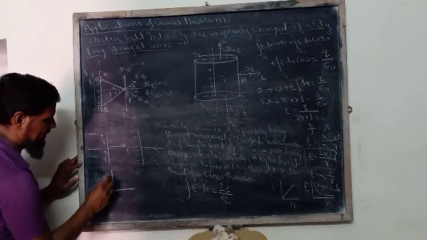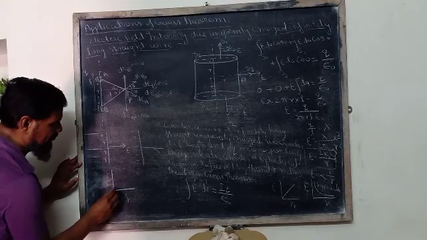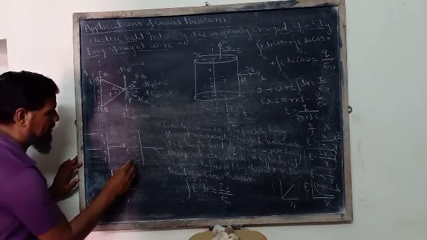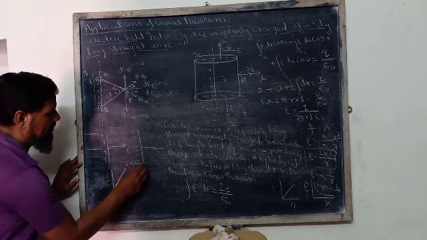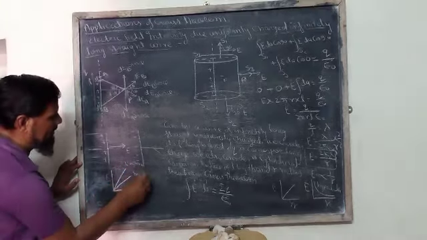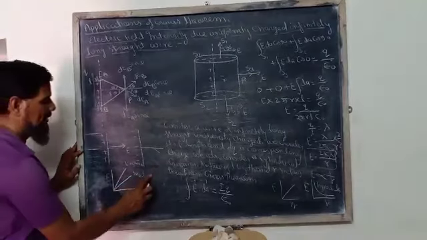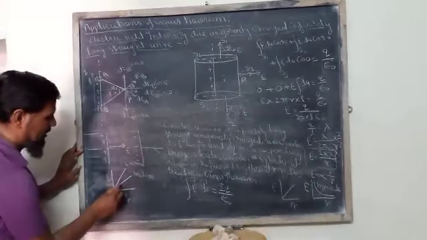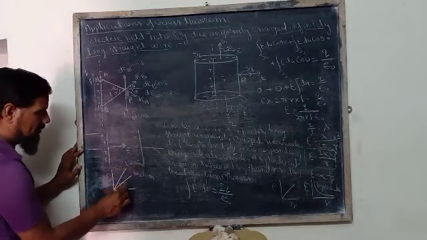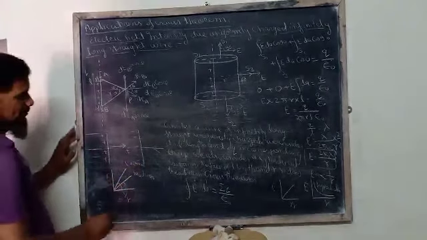This is E and 1 upon R. This curve is for vacuum, because it has greater slope, because the value of K is greater. And this is for a medium, because the value of K for a medium is smaller. So the greater the value of K, the greater the slope. The smaller the value of K, the smaller the slope.